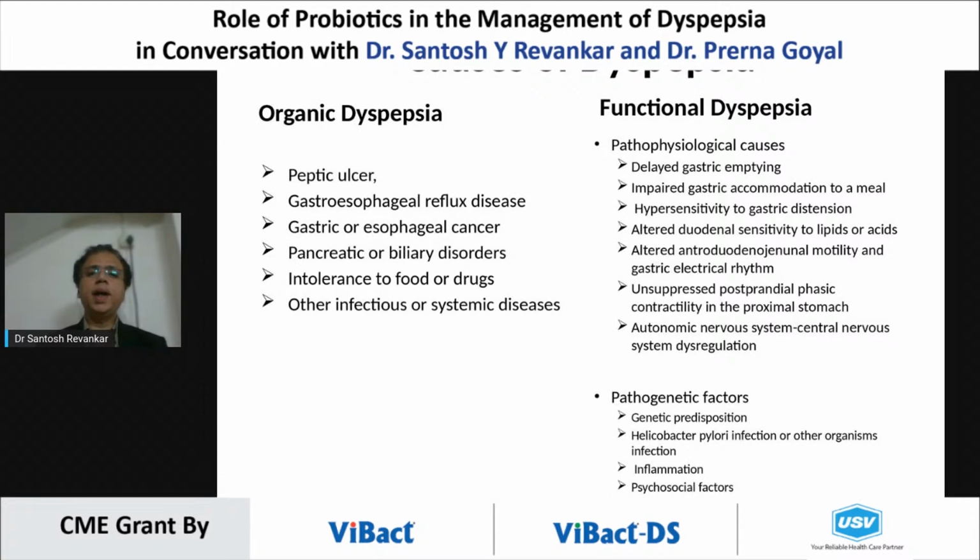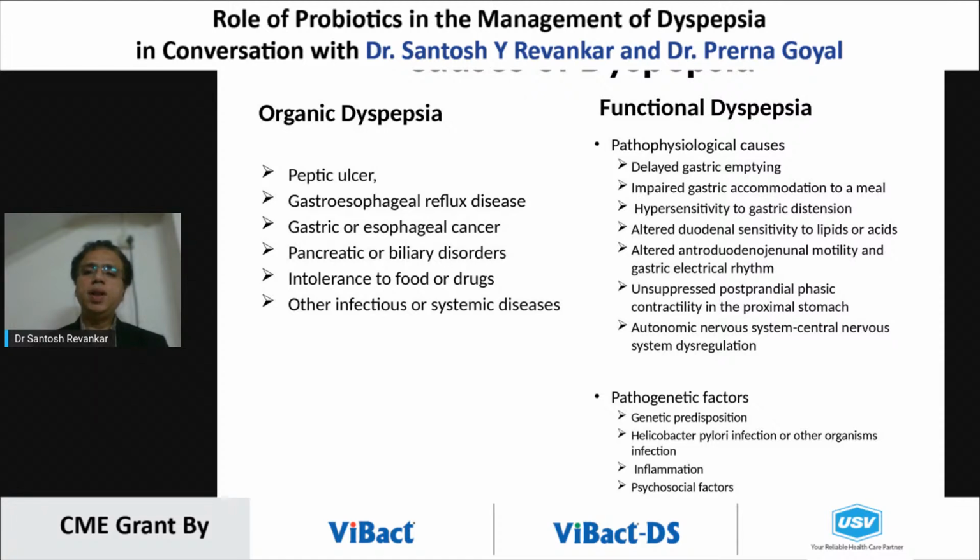Coming to this, what are organic and functional dyspepsia? Organic, which I told you, is actually from a secondary cause, maybe a peptic ulcer. That's why the patient will come with dyspepsia. Others are gastroesophageal reflux disease, cancer of the stomach and esophagus, pancreatic or biliary disorders, intolerance to certain foods and drugs, and other infectious or systemic diseases. The majority of patients have the complaint of GERD, that is reflux disorder, because of this condition.